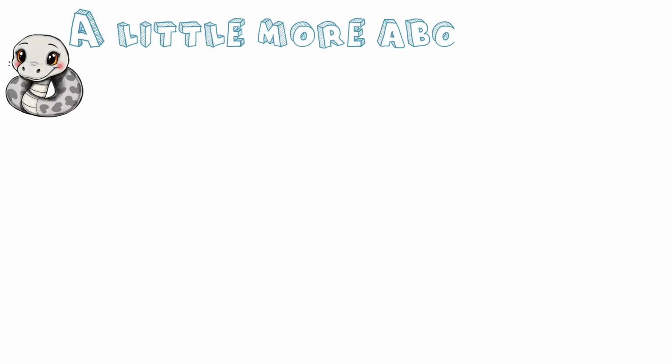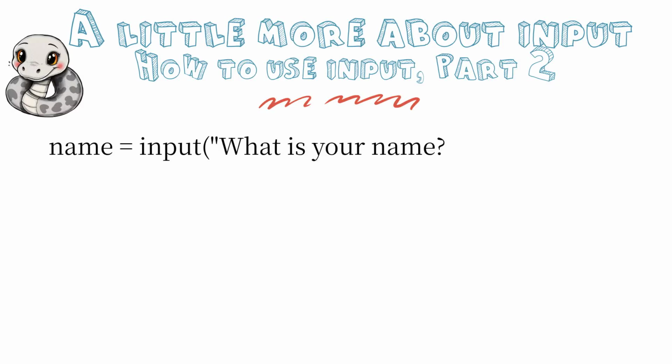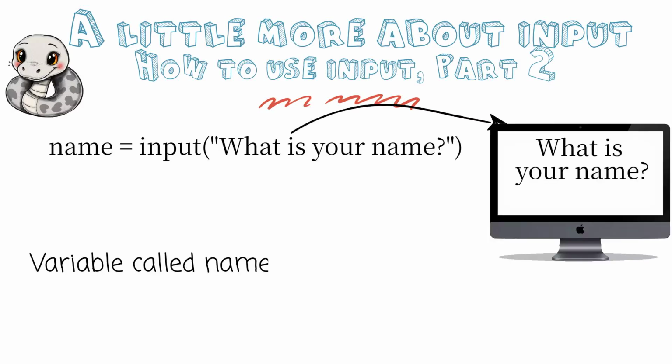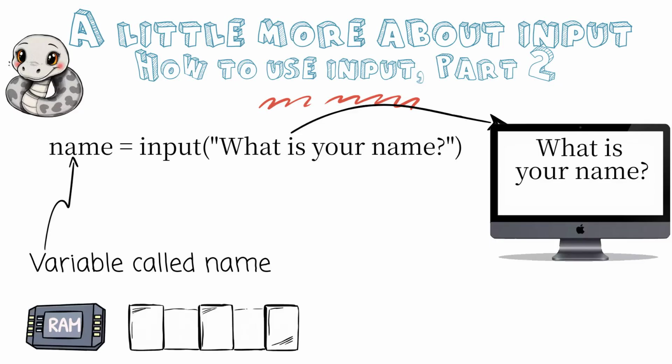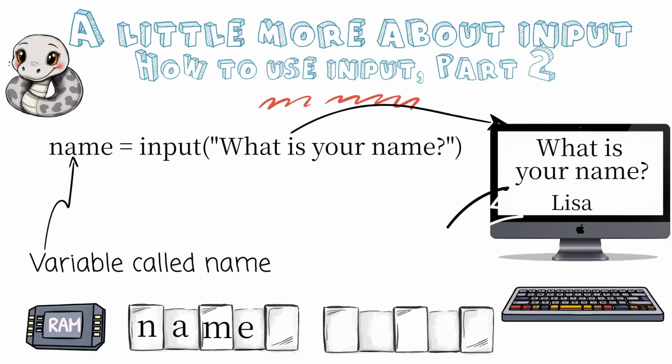I'm sure you noticed something extra with the input function syntax in the previous slide. That's right, name and an equal sign is before the input function call. Once the input function reads the keystrokes from the user response, your program needs to store that information in RAM. We do that using a variable. So if I answer Lisa, Python stores that in the variable called name in RAM.